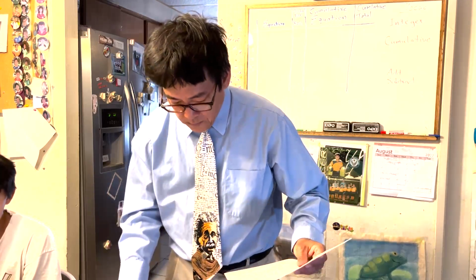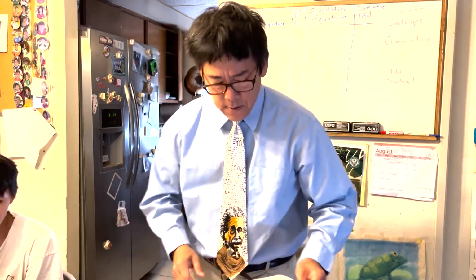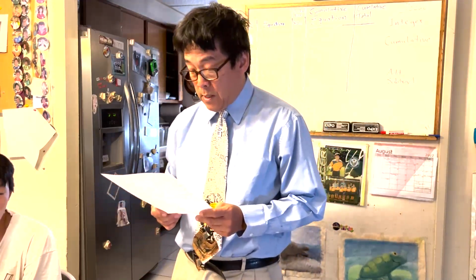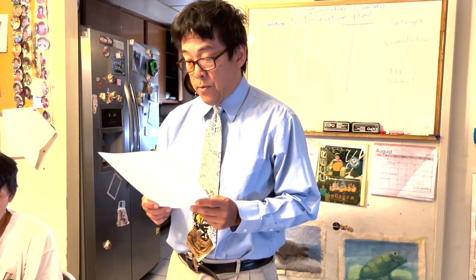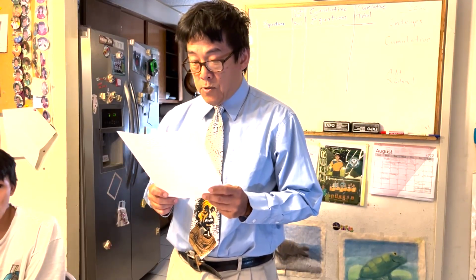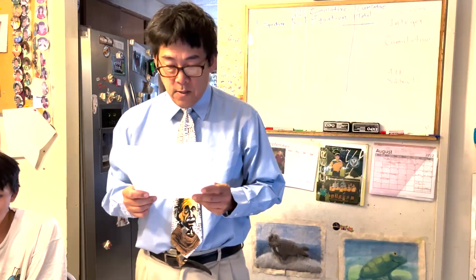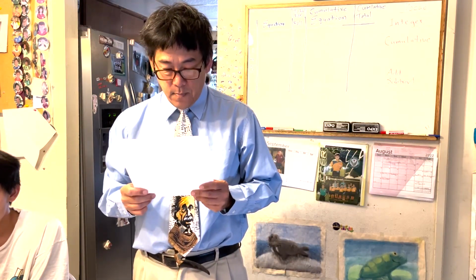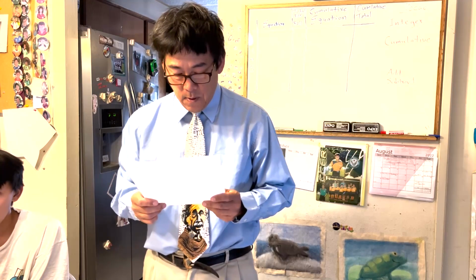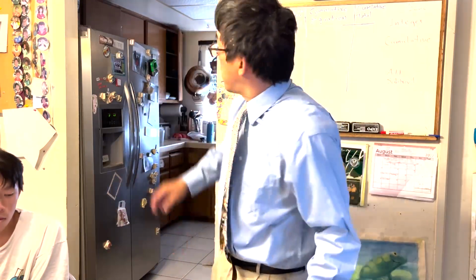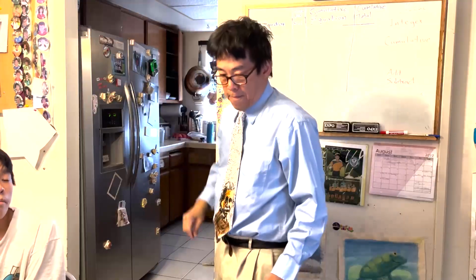All right. We're going to be working in pairs. These are the standards we're going to be using. We're going to identify and represent integers on the number line. We're going to add and subtract integers. And then we're going to place them on a number line. Okay? Like over here. All right?